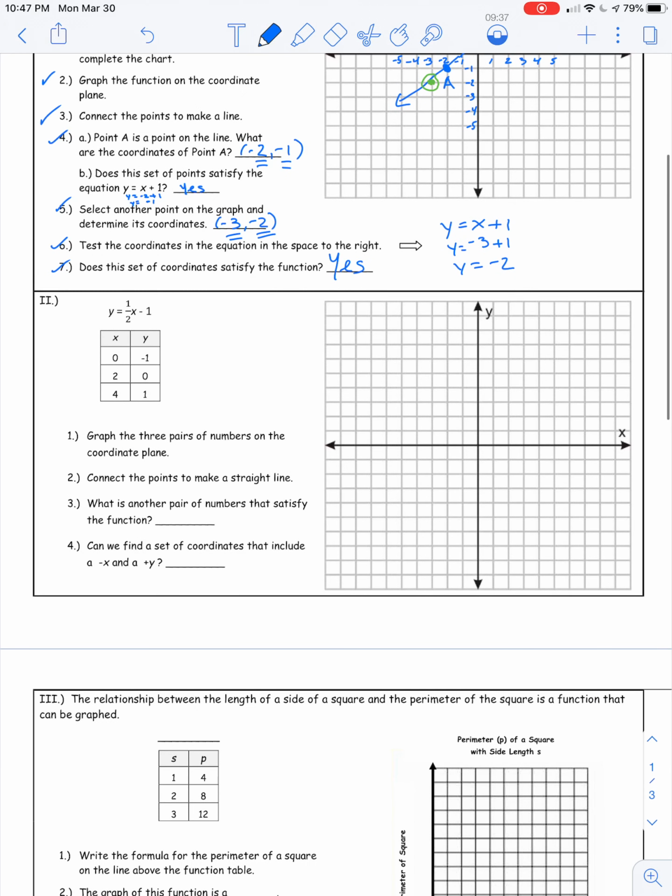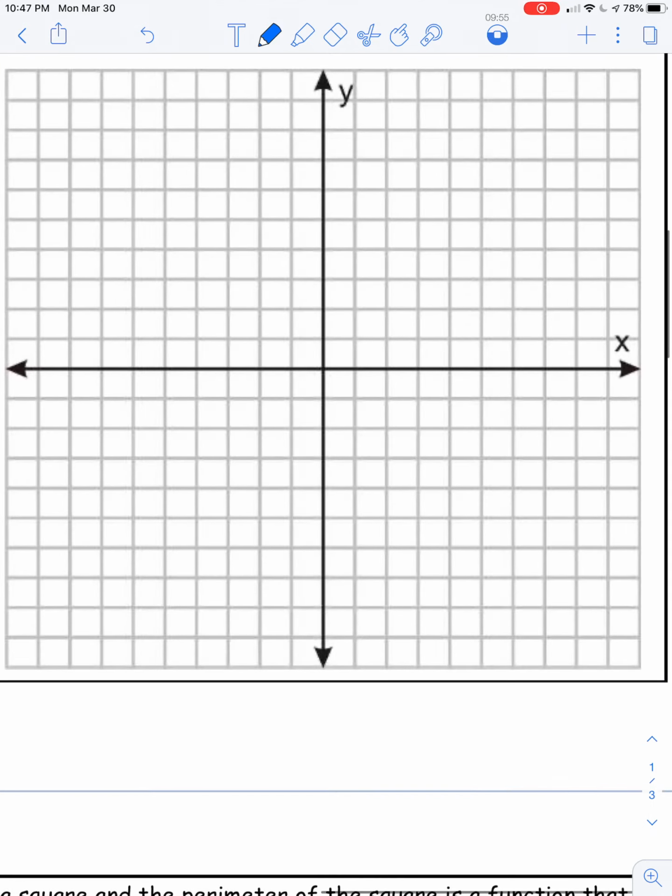Let's go to Roman numeral 2. We have a new function down here, y equals 1/2 times x minus 1. This is beautiful. They already have our table all filled out for us. They just want us on number 1 to graph the 3 pairs of numbers on the coordinate plane. So we're going to do the same thing. We're going to label our graph here, just giving it about 5. That's all you're going to need.